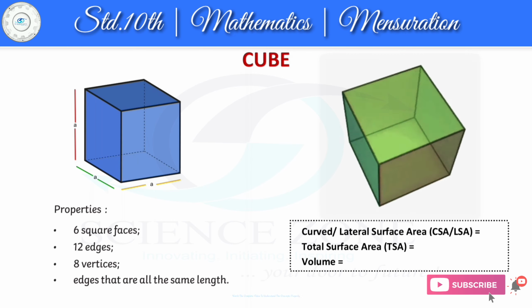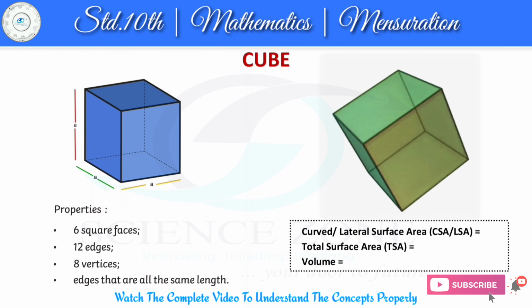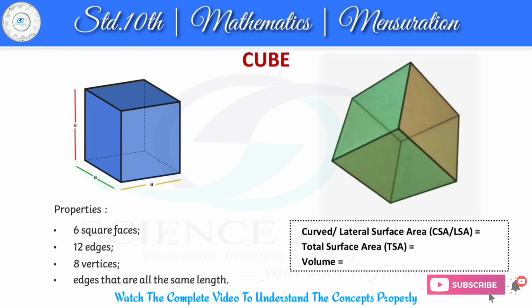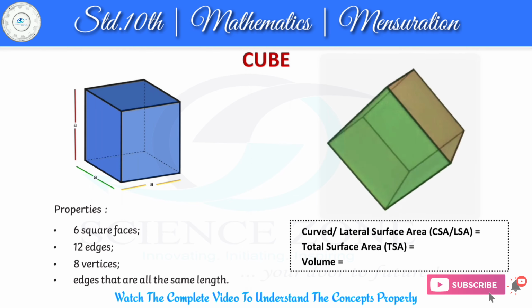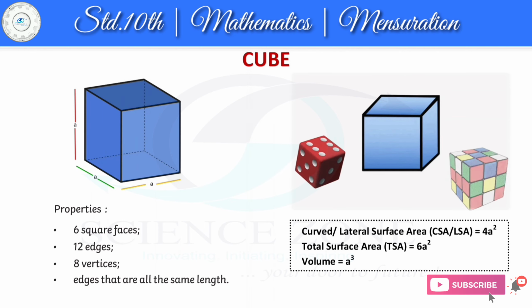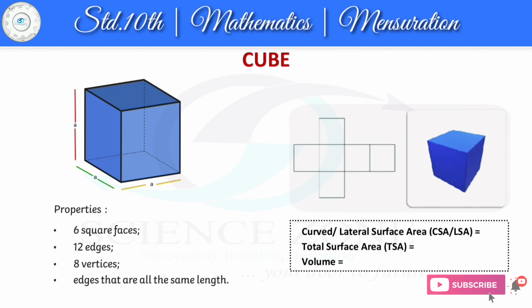Cube. A cube has 6 faces. Each face is a square. Length of all the edges of a cube are equal. A dice, a Rubik's cube are few examples of cubical shapes. The top and bottom of a cube are congruent squares.